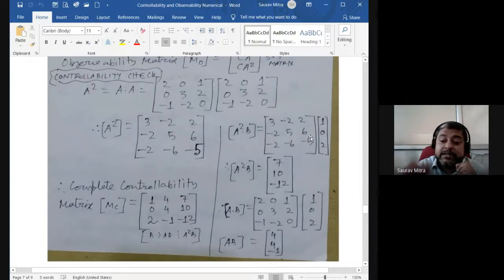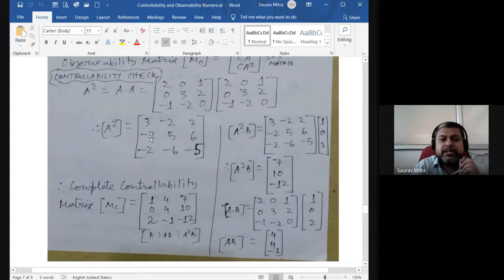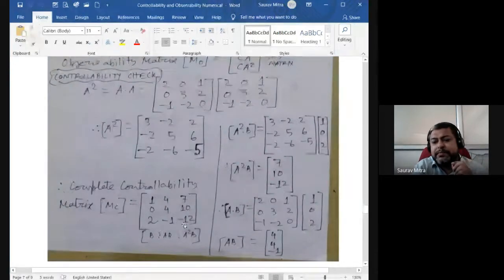Okay, and A square B is not the same as B A square. Okay, so you have to put the matrix properly. For numbers, A into B is equal to B into A. For matrices it is not like that. Okay, you have to put it properly. So A square B means A square should come first and then B, and A square is already found first. So AB is the second column, A square B is the third column.